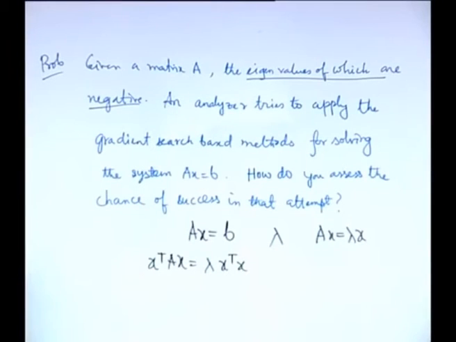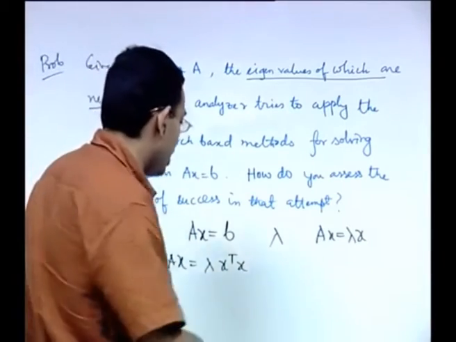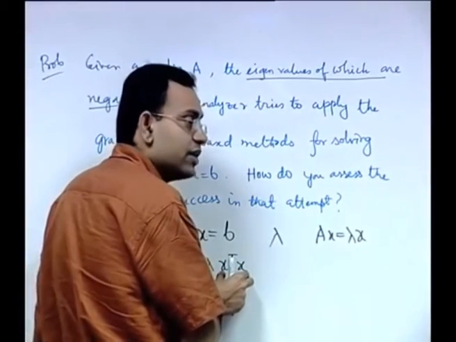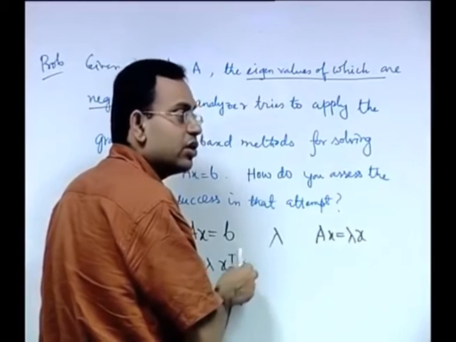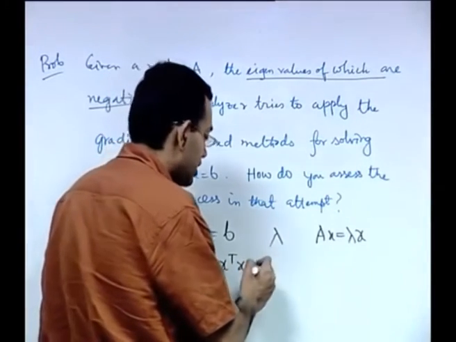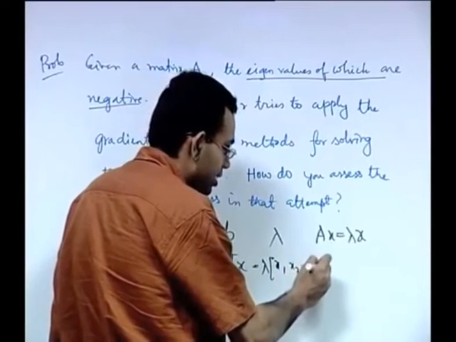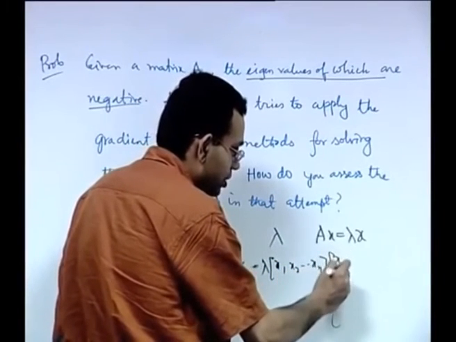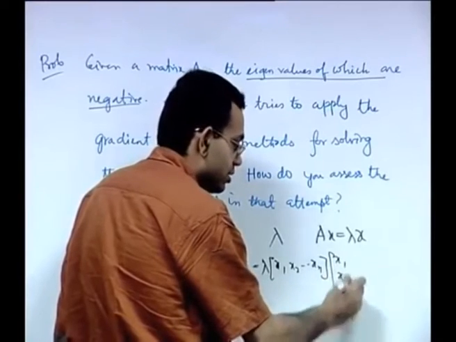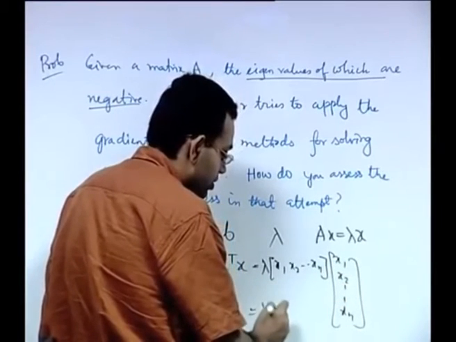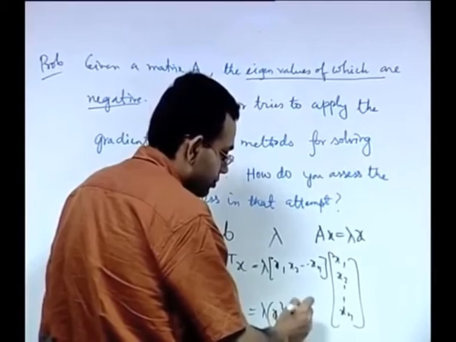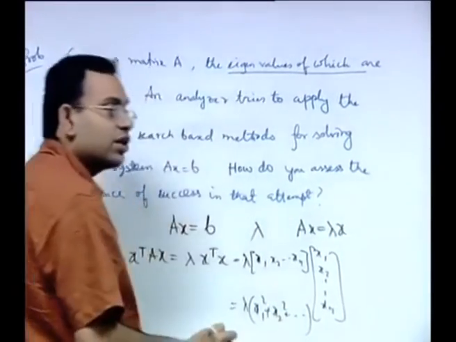What is x transpose x? Is it positive or negative? It is always positive, because an element of x is multiplied by the corresponding element of x only. So, x transpose x is what? You have x1, x2 in this way up to xn, that is multiplied with x1, x2 in this way up to xn. So, it is lambda into x1 square plus x2 square. It is just like making a dot product.